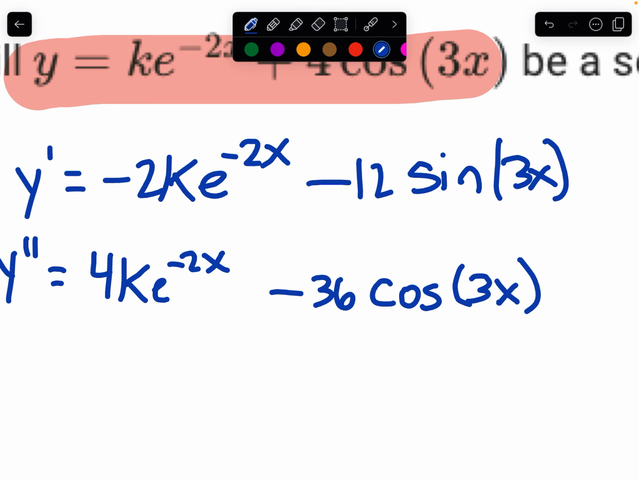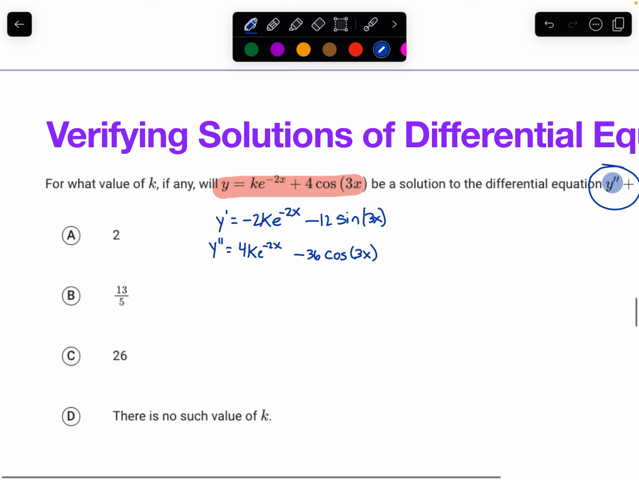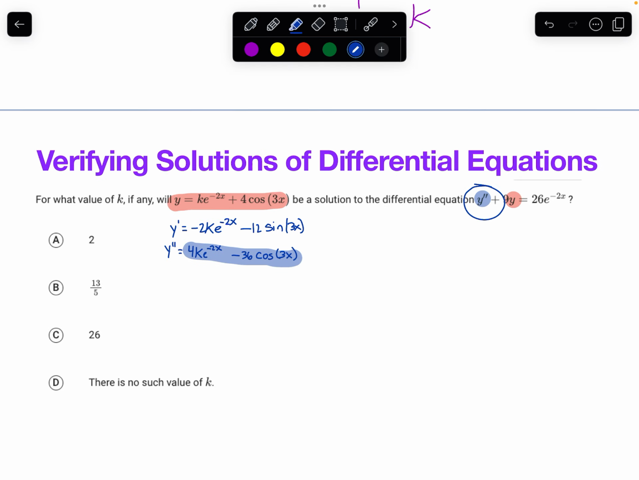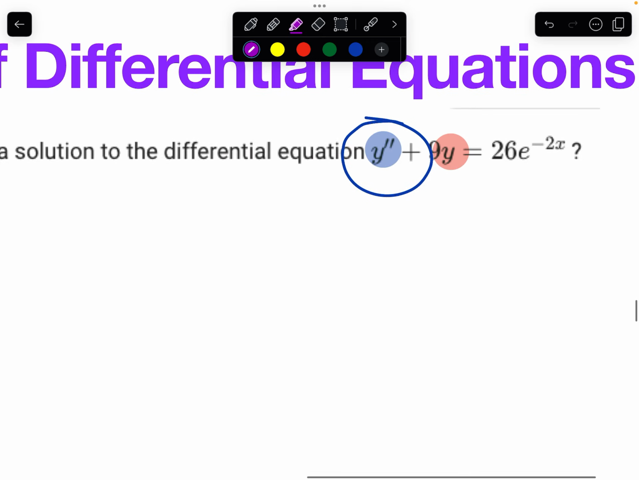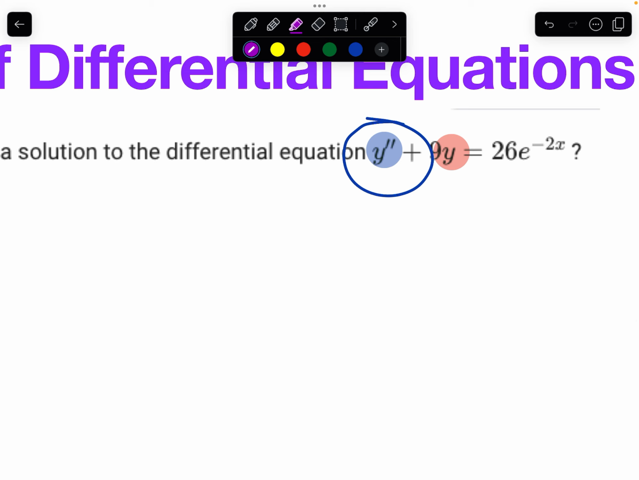So there is our second derivative, y double prime, and that is what we're going to sub into this differential equation in the top right, and then we'll be able to solve for k to figure out what k needs to be to make this equation y a solution to the differential equation given. So let's go over here and let's make our substitutions, starting with y double prime.